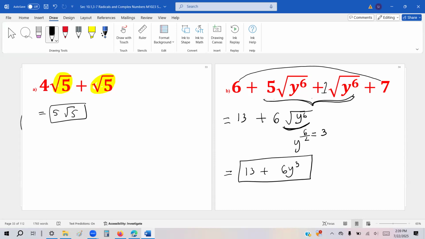Not going to get this in the exam, but this is for your homework and quiz. And you cannot combine 13 and 6. Why not? For the variable, they are not like terms. 6 has a y cubed, 13 doesn't have y cubed. We can only add or subtract if they are the same variable with the same radical or same power.